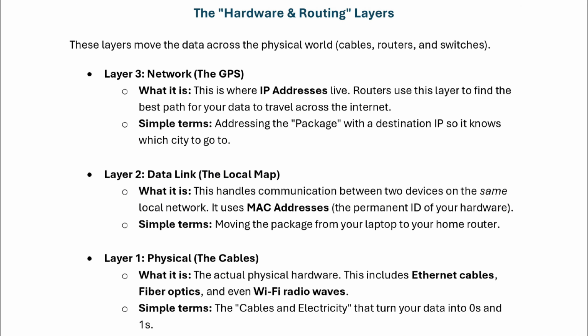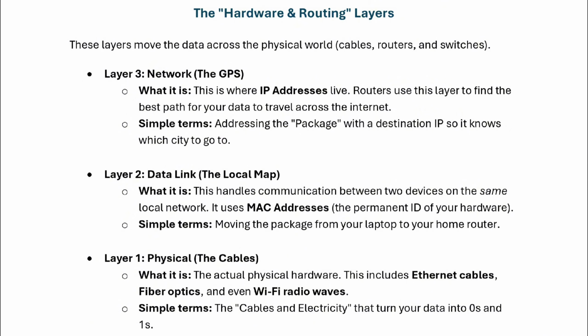Now the hardware and routing layers. These are layer 3, layer 2 and layer 1. These layers move the data across the physical world: cables, routers and switches. Layer 3 is the network layer, the GPS. This is where IP addresses live. Routers use this layer to find the best path for your data to travel across the internet. In simple terms, it is addressing the package with a destination IP so it knows which city to go to.